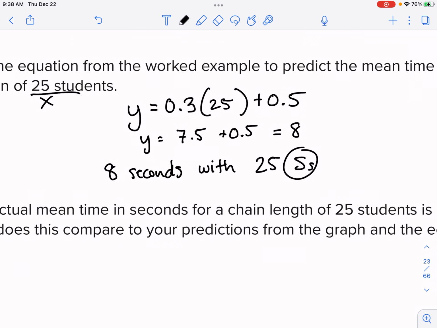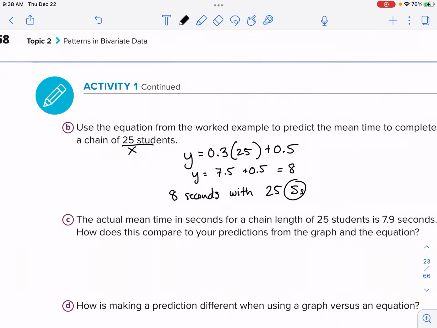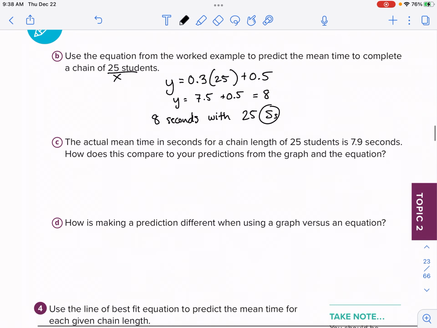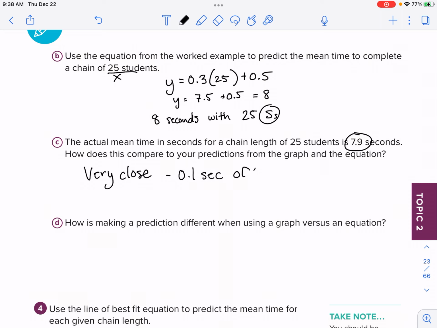All right, and letter C. The actual mean time in seconds for a length of 25 students is 7.9 seconds. How does this compare to your prediction from the graph and the equation? It is very, very close. So we're going to say very close. With the equation, we had 8 seconds. So we were just 0.1 seconds off. So by that, I think a pretty good prediction.